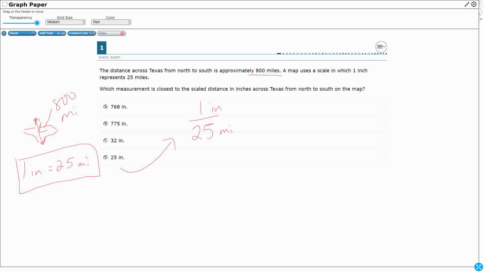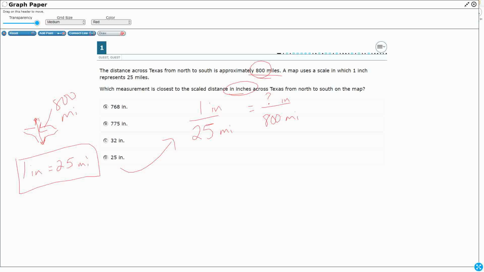And then when I'm thinking of the proportion, I need to put my 800 miles somewhere. Now, the way I've set it up originally, my miles can be across from miles. So if they were both in the numerator, that's fine. If they're both in the denominator, that's fine. But you want them across from each other, right? So then our inches are going to go on top, and that is what is the measurement closest in inches. So that's my unknown. So I'm going to make that a question mark.